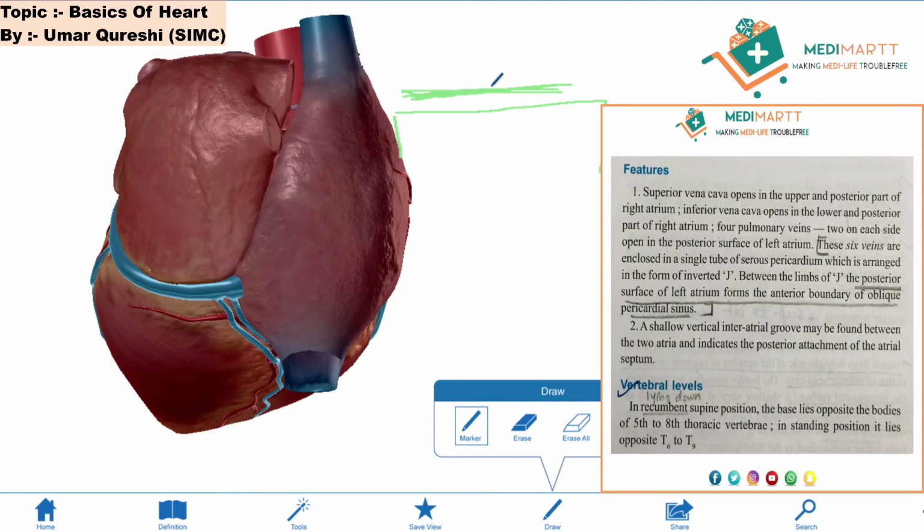Okay, assume that the base is this, and there are certain vertebrae over here. So the base of the heart lies opposite to thoracic 5 to thoracic 8 vertebra. This is in the supine position. Now when a person is standing, it lies at thoracic 6 to thoracic 9. Okay, so that's it for today.